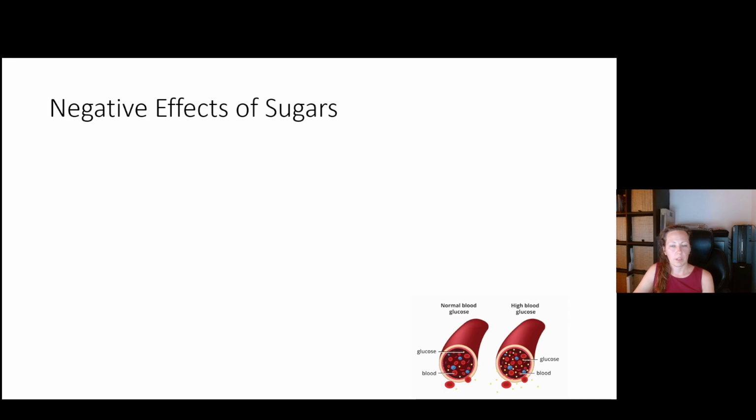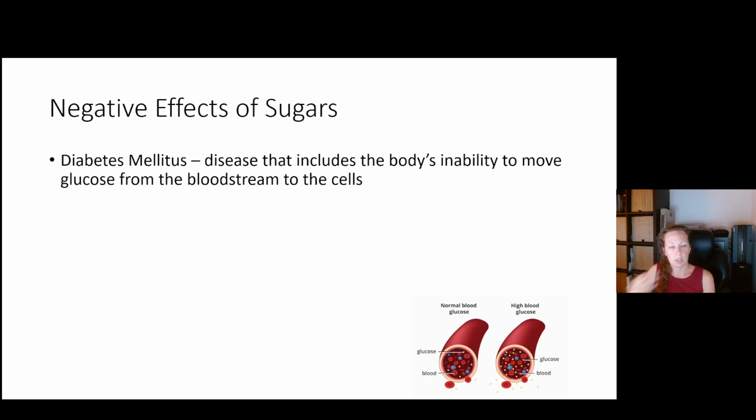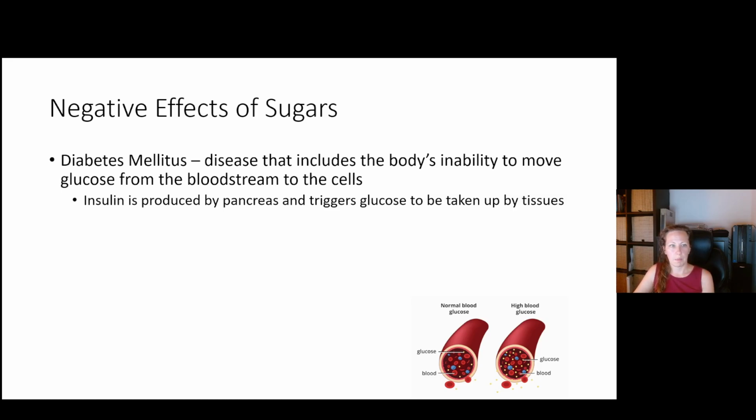Okay. Final negative effects of sugars. There's one more after this. So diabetes mellitus causes the body's inability to move glucose from the bloodstream to the cells. So we have insulin receptors on our cells, and insulin is produced by the pancreas, and it triggers glucose to be taken up by the tissues. So our muscle, for example.